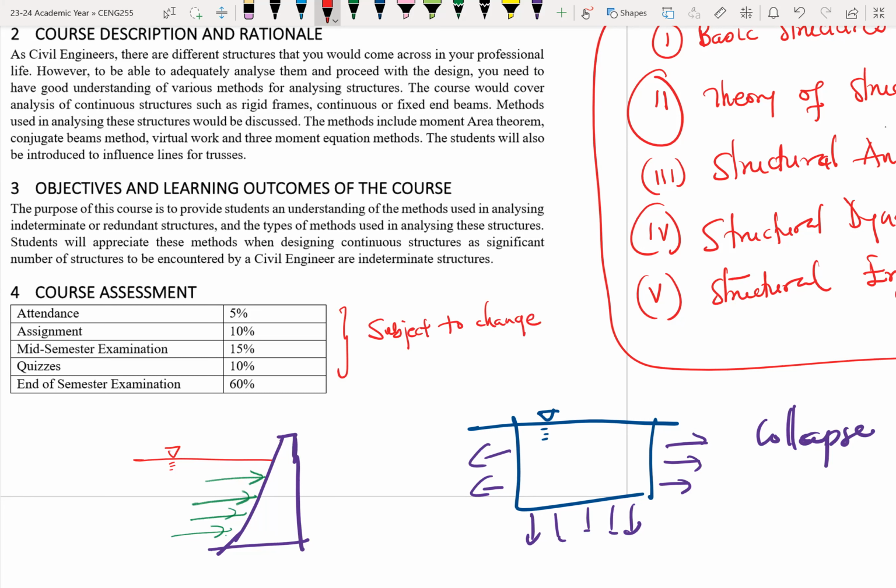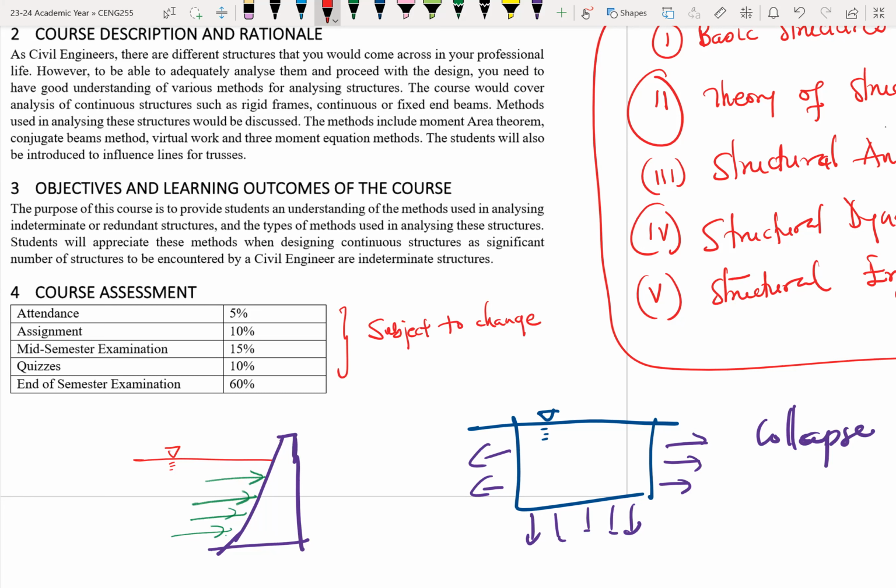Assignment is 10%. Mid-semester exams is 15%. Quizzes will be 10%. And then the end of semester exams will be 60%. So I think when you sum everything up, that is 100%. Okay.